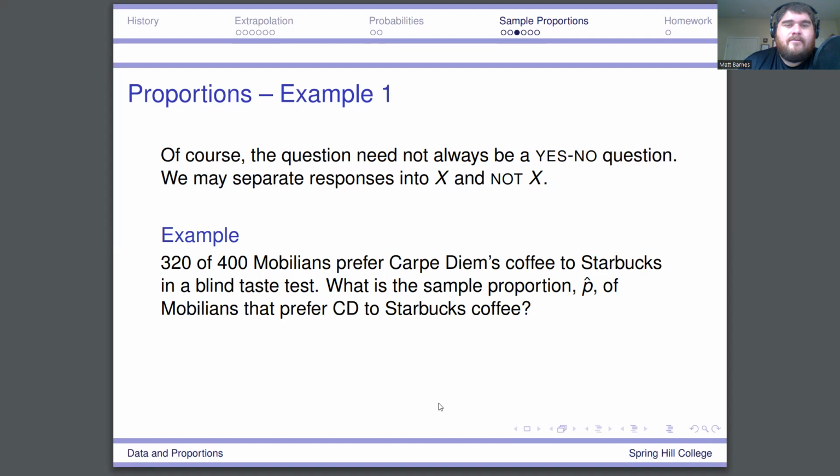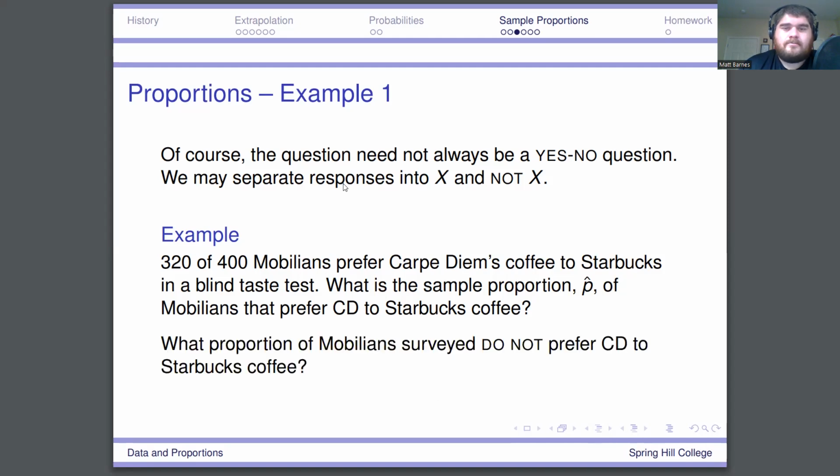So here, we have Mobilians preferring Carpe Diem to Starbucks in a blind taste test. This is made up. But we can look at the sample proportion of Mobilians that prefer Carpe Diem to Starbucks. Now, obviously, there's other coffee places we could look at, but just looking at these two, P hat would be the number who preferred Carpe Diem over the total number we asked. So that would be 320 over 400, right? That would be our proportion. And we could reduce that down. We could turn that into a decimal. All of that is fine. But as long as we have the right number there, the form doesn't matter too much.